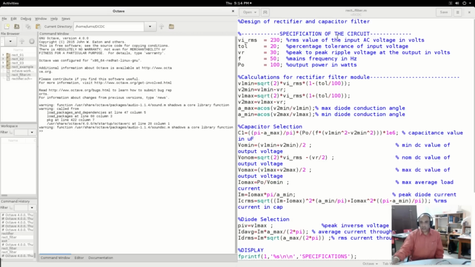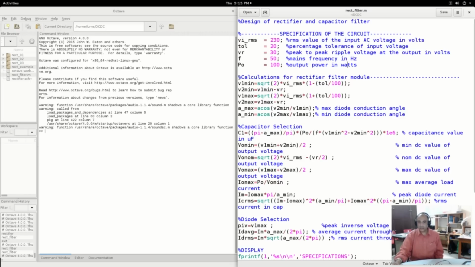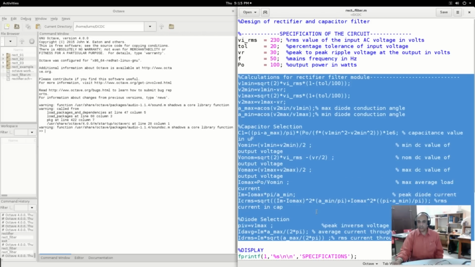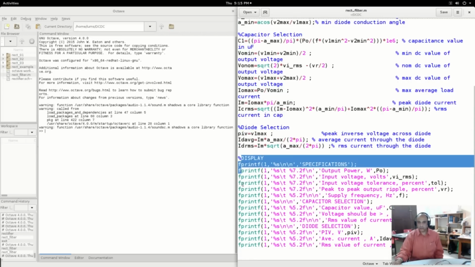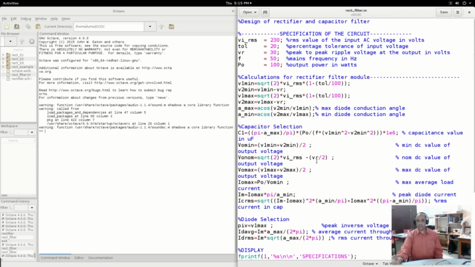I have already written it so that we don't waste too much time. You have to classify your script into three parts. The syntax is very similar to what you would do in MATLAB. It also has the extension .m. You have the specification of the circuit written first, then you proceed with the calculations, and then followed by display. This is what you would like to display at the end of the day after you finish the calculation. So keep it in these three parts.